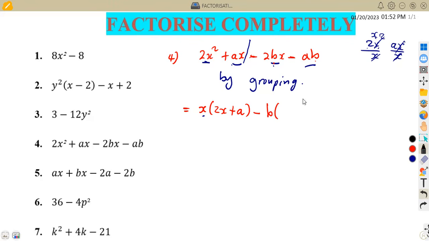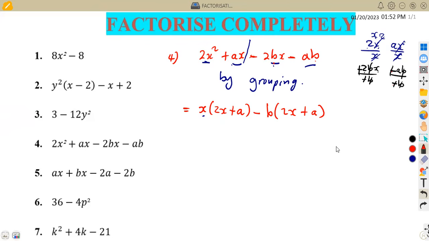Okay, so after factoring out minus b, then we can divide minus 2bx divide by minus b. As you can see, minus cancel, b and b cancel. You remain with 2x. So this is going to be 2x. You do the same on minus ab. You divide again, minus ab divide by minus b. Minus and minus cancel. B and b cancel. That means you remain with a plus a. So it will be positive. Remember, minus and minus, that's a positive.